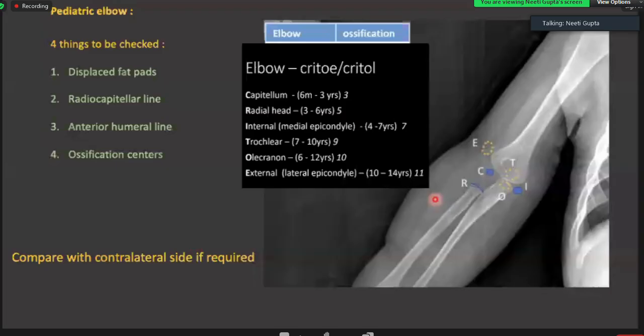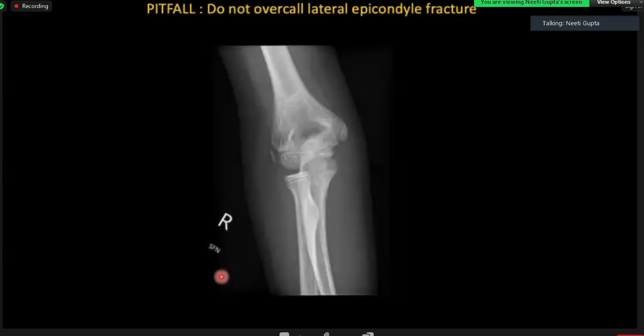The last point to evaluate is the presence and position of the secondary ossification centers of the elbow with the help of this popular mnemonic. So, absence of any particular ossification center can raise a possibility of a displaced fracture. Now, in any case, if all these 4 points also don't help you, there is still some doubt, you can always compare with the contralateral side. That will again give you a further clue.